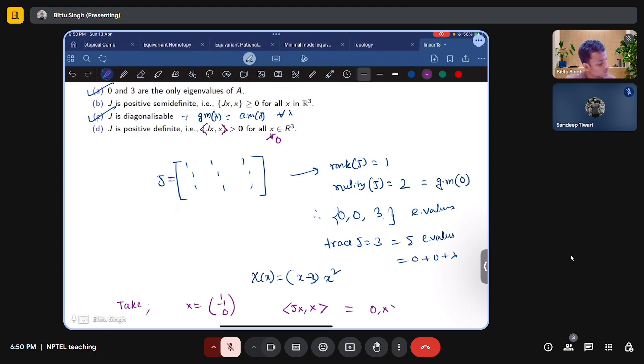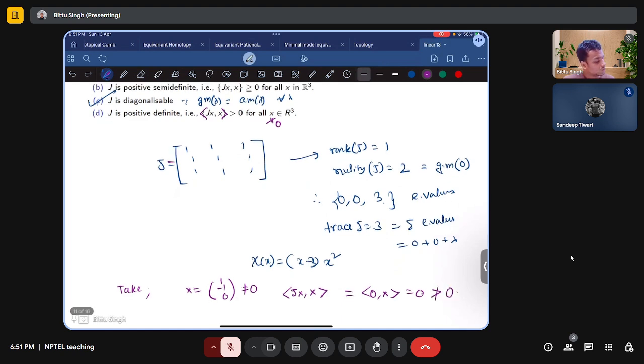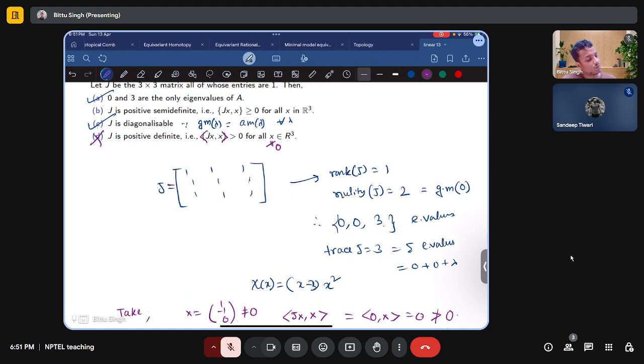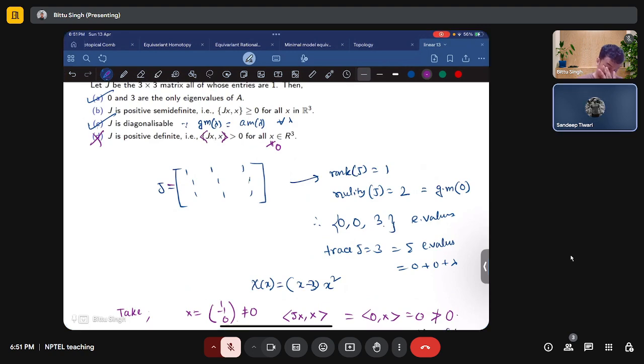Is it clear? Because this is the eigenvector corresponding to 0. So although x is non-zero, we are getting the inner product of Jx and x as 0, which is not strictly greater than 0. So D is wrong. It is false. Now what about B? B is correct.